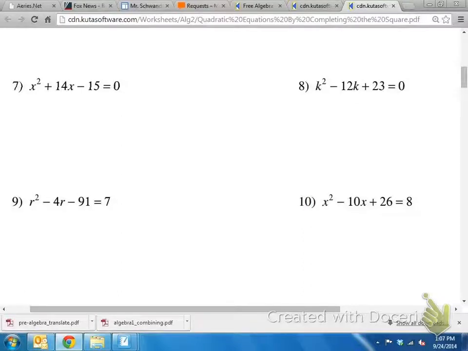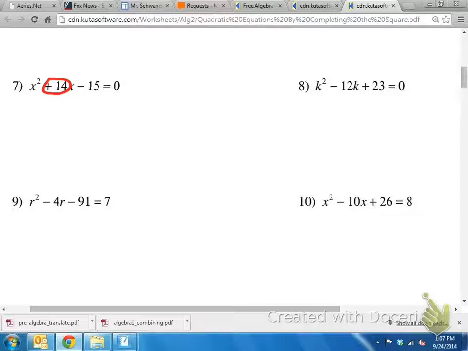All right, so let's take a look at number 7 here on this worksheet. And just to give you an example of what it looks like if we're trying to solve equations using completing the square. So when we complete the square, remember, we're looking for a perfect square trinomial. And if we don't have it, we're going to manipulate our problem to make it a perfect square.